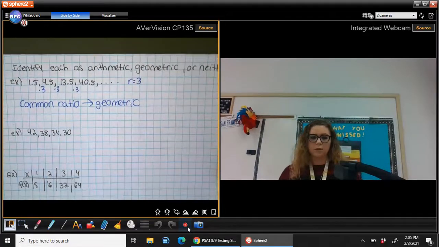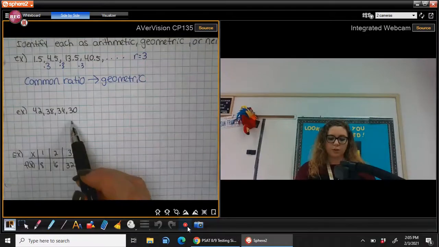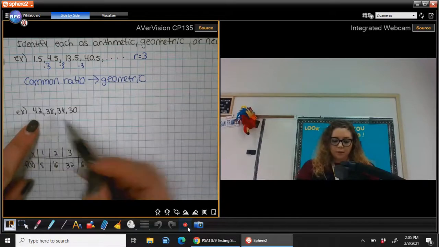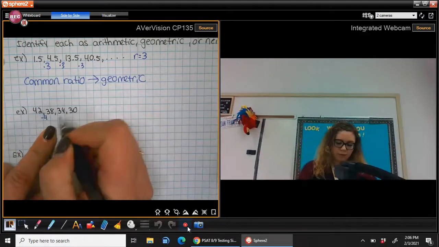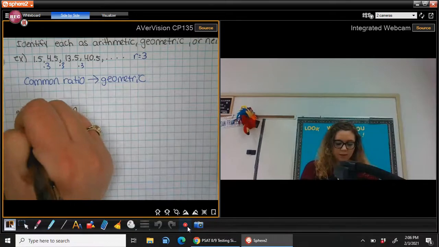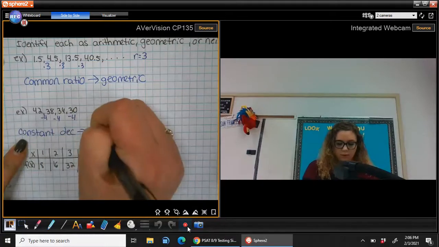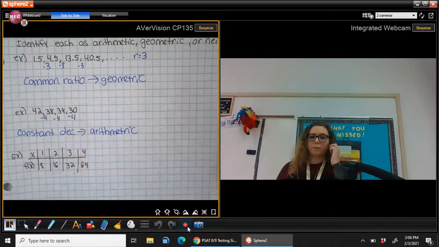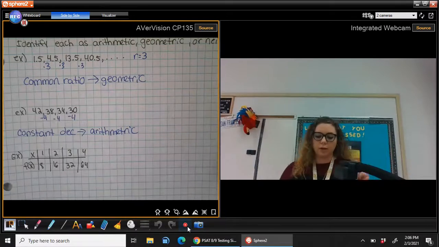Let's look at this next one. 42, 38, 34, 30. Am I decreasing by anything? Yes, decreasing by 4. Let's see, 38 to 34, same thing. 34 to 30, same thing. This I have a constant decrease. So it's going to be arithmetic. It's only geometric if you have a common ratio.